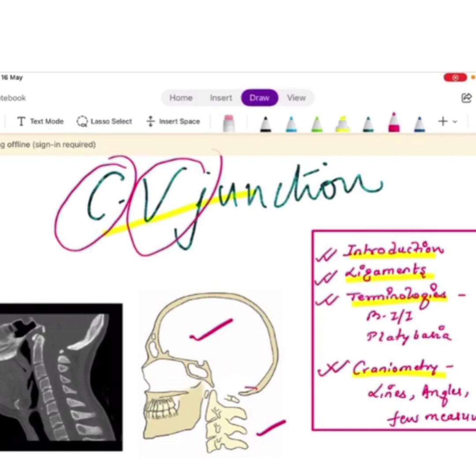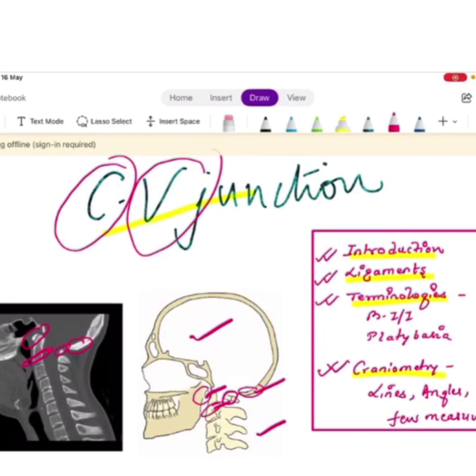Like this is the occiput bone, this is the C1 vertebra, that is the atlas, and the C2 vertebra, that is the axis. So these bones, the occiput, the atlas, and the axis form the craniovertebral junction. Their articulation and the ligaments, all these together form the craniovertebral junction.